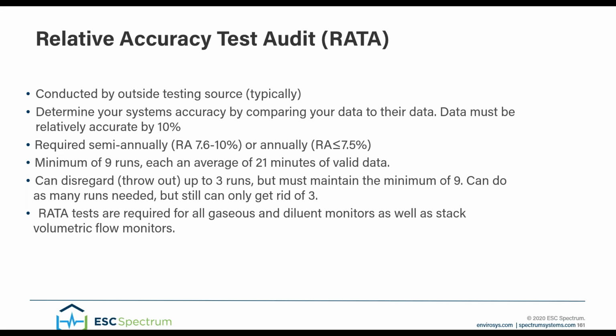To conduct a RADA, you have 9 runs, and a run consists of 21 minutes of valid data. So the tester is going to look at 21 minutes of data. They're going to average that out. They're going to look at your system for 21 minutes worth of data, and they're going to make sure that they are the same, relatively accurate.